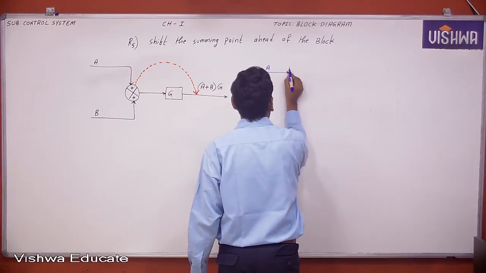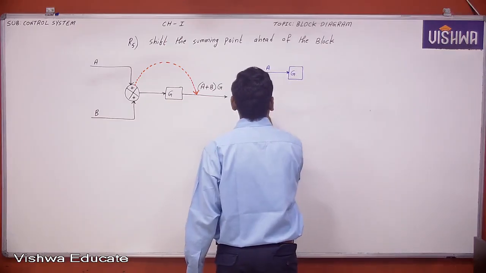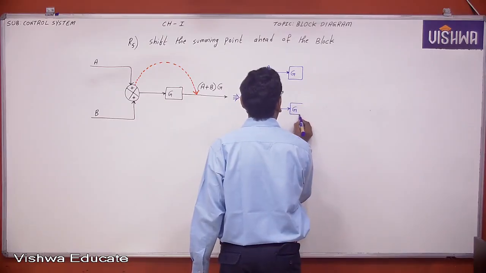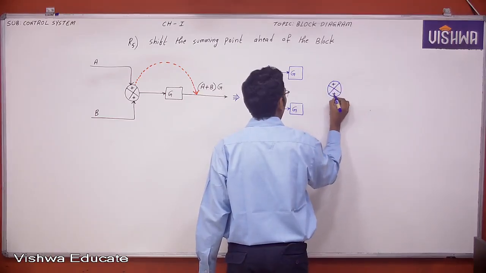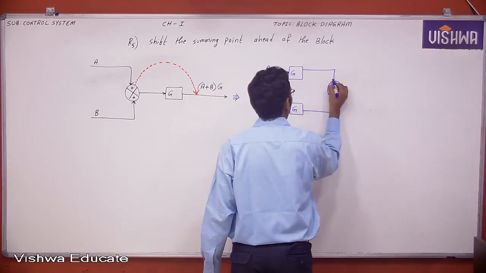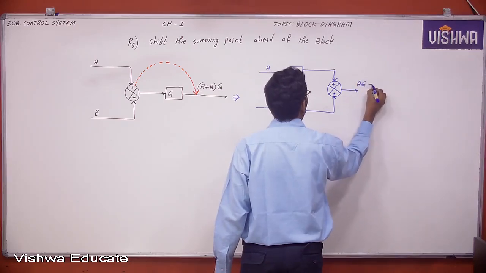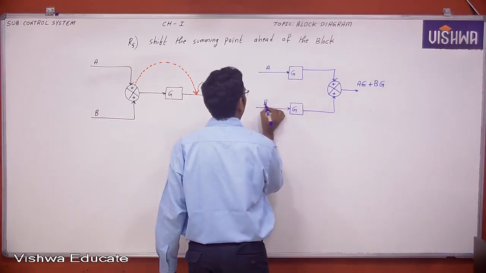So this path will introduce a block of gain G. Now this path will also introduce a block of gain G, but now your summing point is ahead of the block. Now first is block, next one is summing point. Shift the summing point ahead of the block.